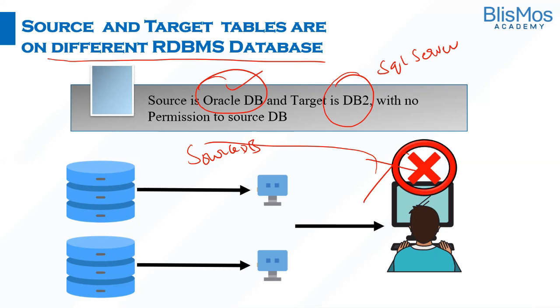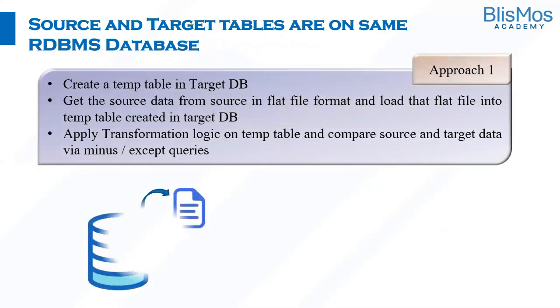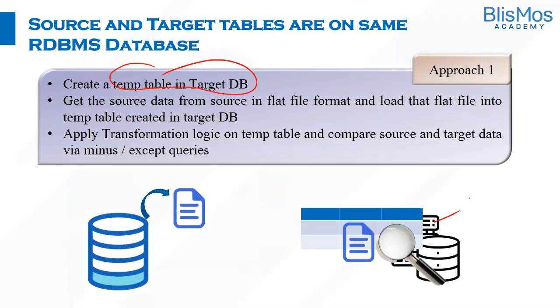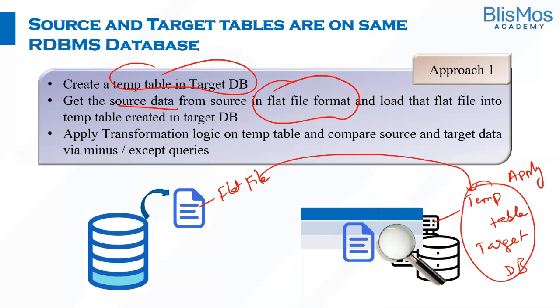In both these scenarios, what are the approaches? The first approach is create a temporary table in the target DB, and then get the source data from a source in a flat file format and then load that into the temporary table, then apply the transformation on this table, compare that with the target table. That is one of the approaches.